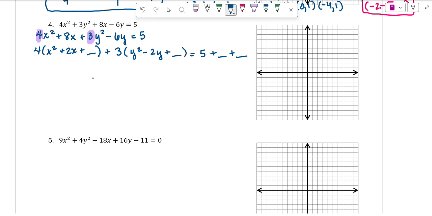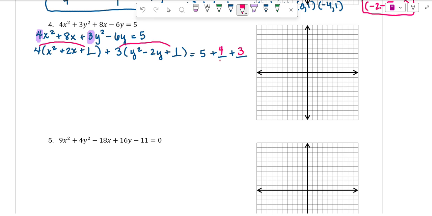Okay. All right, so now let's figure out what we're going to add in. So we divide by 2, square it, we get 1. And then on here, we divide by 2, we get -1. When we square it, we get 1. Then to add to the other side, we need to add 4 times 1 and 3 times 1, 3.